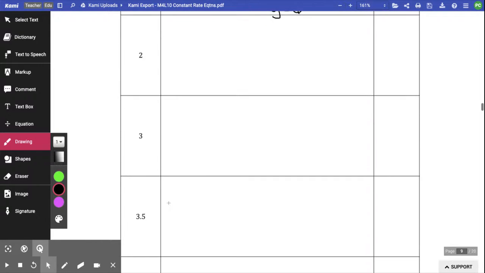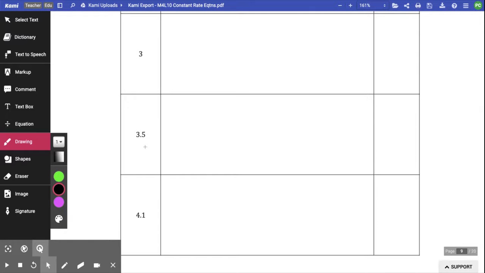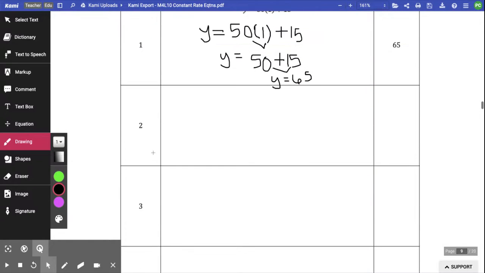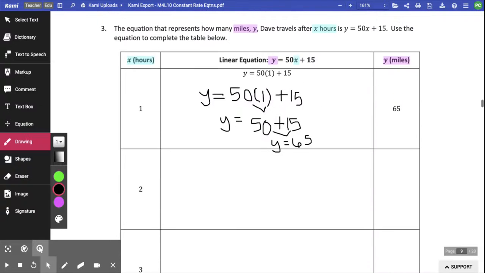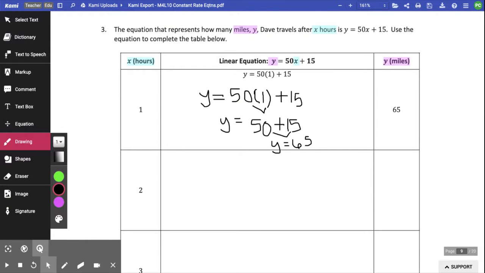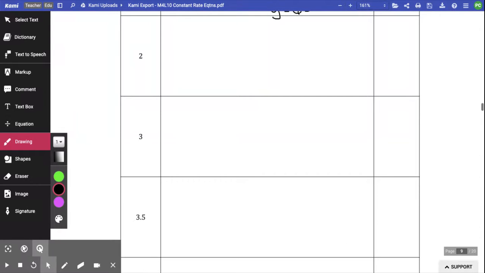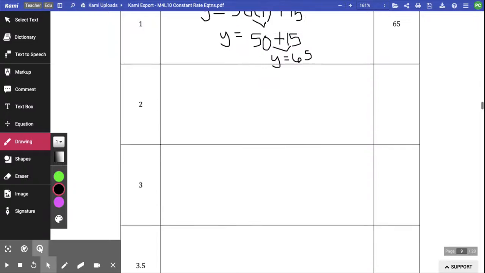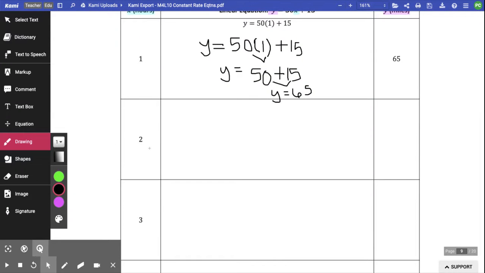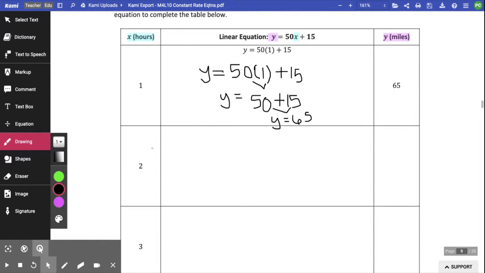But notice that down here they give you some weird numbers like 3.5 hours of driving? Or what about 4.1 hours of driving? Then it gets a little tricky because now the constant rate that we have doesn't help us when it comes to halves or portions of the hour. So for 2 hours, we're going to use the same equation. y is equal to 50x.